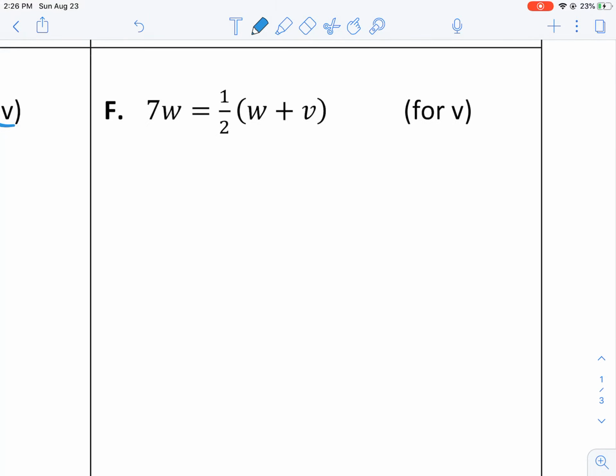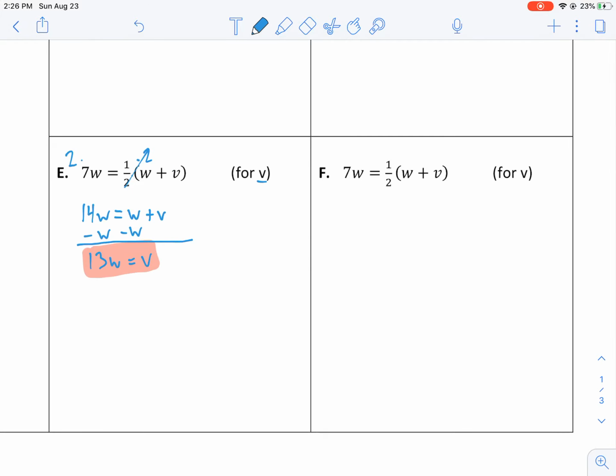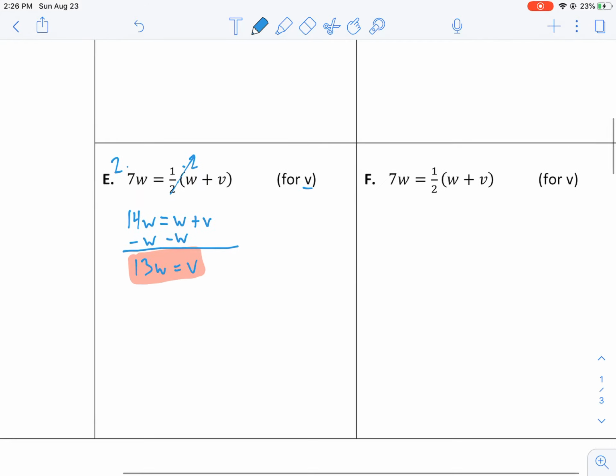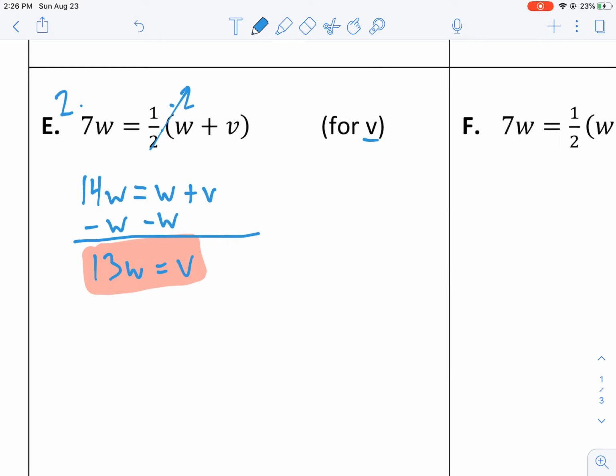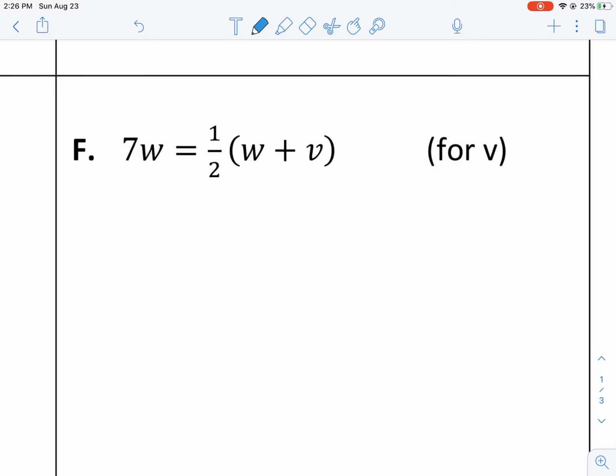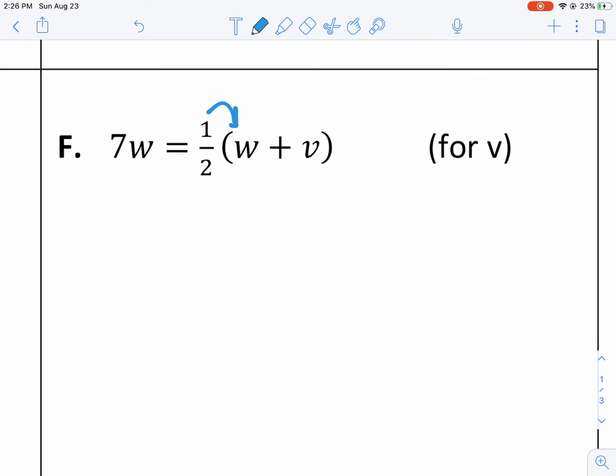Last question is the same thing. We did something like this before, so I want to show you the other method. What if you didn't want to multiply by the reciprocal here? What if you didn't recognize that and you wanted to distribute? Well, that's okay, you're allowed to distribute. So we're going to distribute on the right side, so that's going to be 7w equals 1/2 w plus 1/2 v, and we're going to solve this now and see, do we get the same answer?